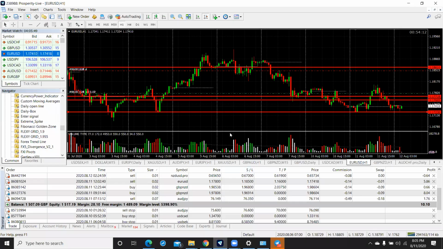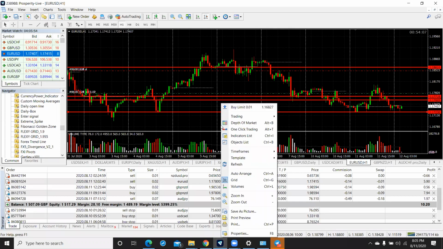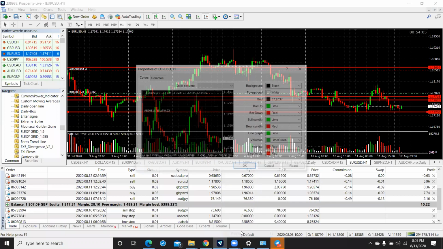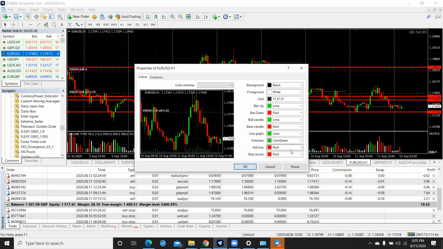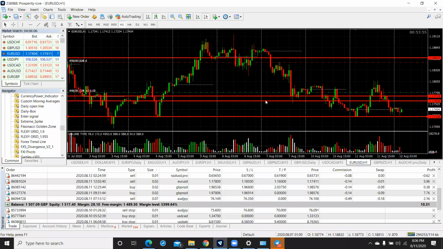From MT4, you can actually get them from right-clicking under properties. We're going to look for, it's going to be under common, the show period separators. That'll give you, to break it into daily sessions or a full day's worth of candles, if you're looking on the hour time frame.